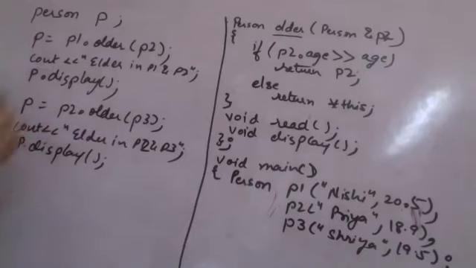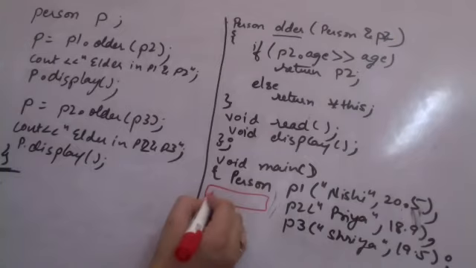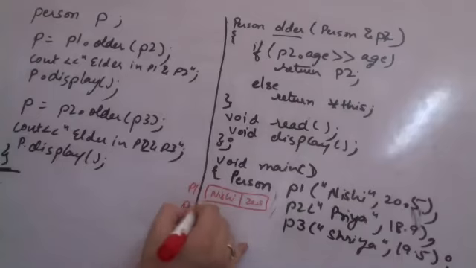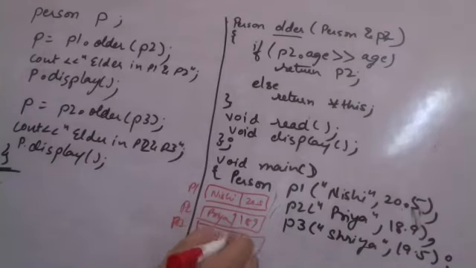You can continue this till you want. You can find the oldest in all three also, and whatever. Supposedly I am ending my main here, right? So if I now try to run this program, what is happening is, हम main में आए, 3 persons are created. So P1 is created as Nishi and age is 20.5. This is my P1. P2 is created, Priya, and 18.9 is the age. And P3 is created, third object, where I am having Shriya in name. Using the constructor here, they are created, and 19.5 is the age.